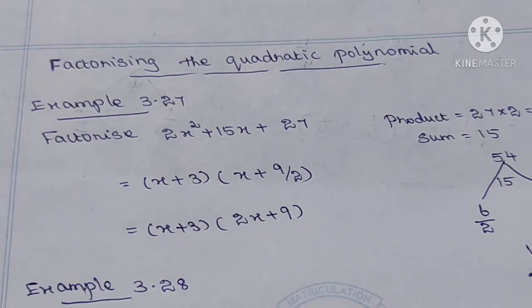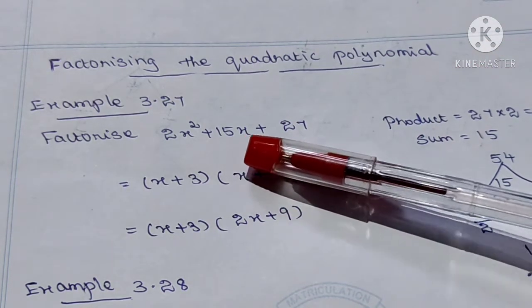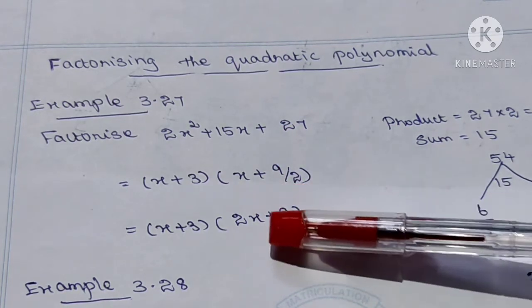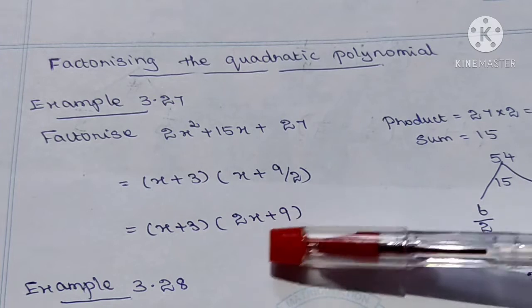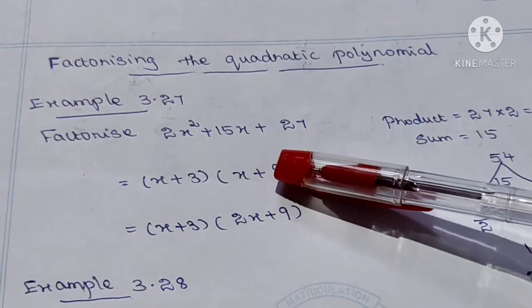I will explain some example problems. Listen. Example 3.27. Factorize 2x square plus 15x plus 27. I will select one shortcut method. So we follow it. Okay. 2x square plus 15x plus 27.